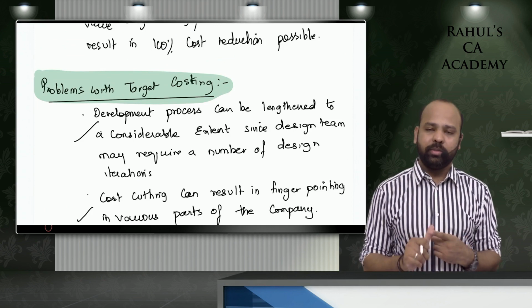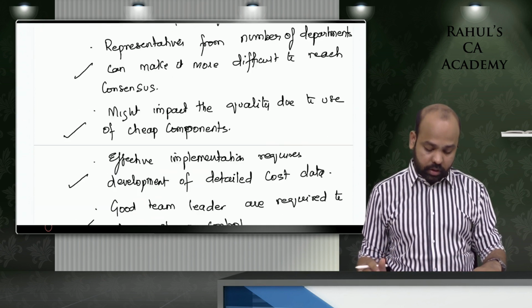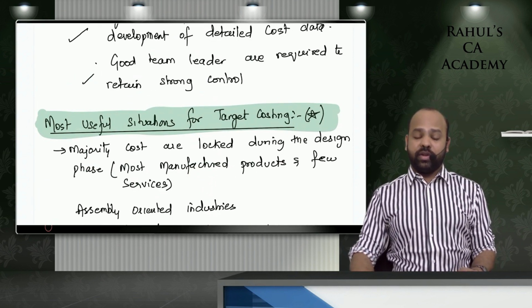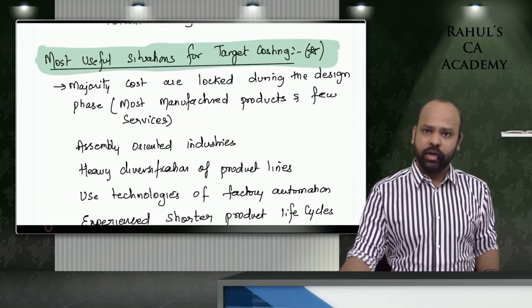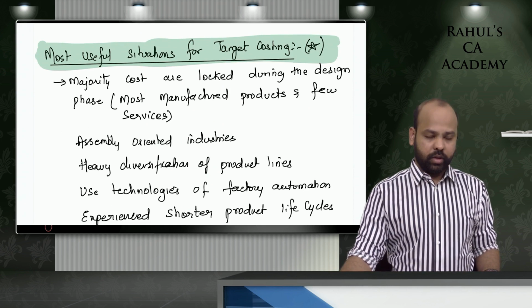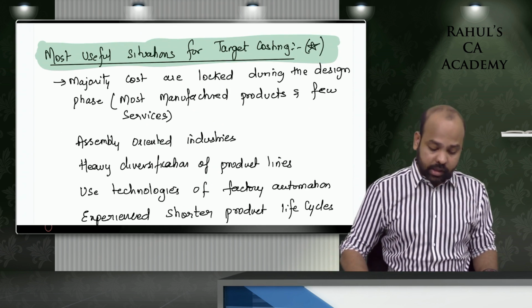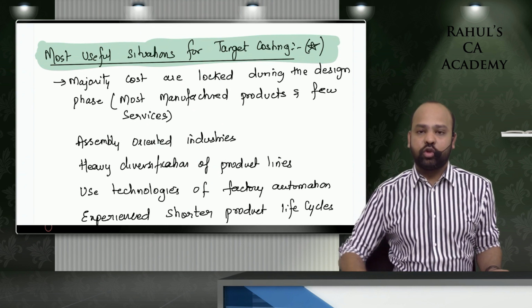Advantages done, problems done, guys. Features of target costing done. Finally, guys, most useful situations. This has come in the examination. Most useful situations. Just a minute, guys. Yes, guys, there was some problem with the iPad connectivity. Anyways, beta, the most useful situations for target costing.